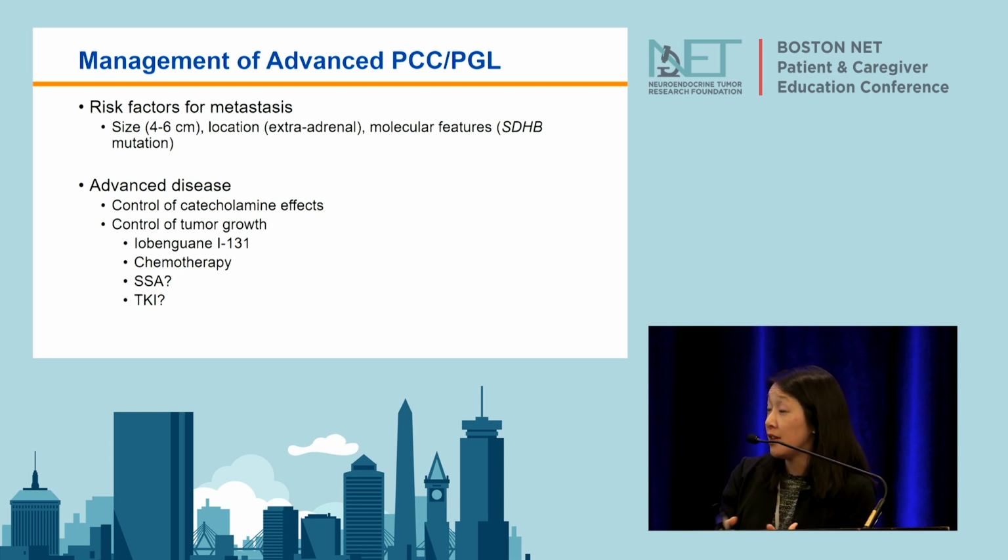For patients who have more advanced disease, our goals are still to control the effects of these hormones, to block the effects of the catecholamines, and we also want to, if needed, try to control the growth of the disease. Peptide receptor radionuclide therapy is emerging for the treatment of advanced pheochromocytoma paraganglioma, particularly with the recent approval of iobenguanine I-131, which is a radio-labeled agent that is incorporated into the pheochromocytoma paraganglioma cells to exert a tumoricidal effect.